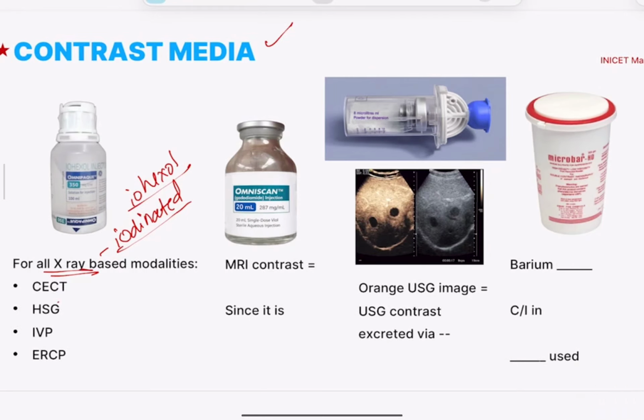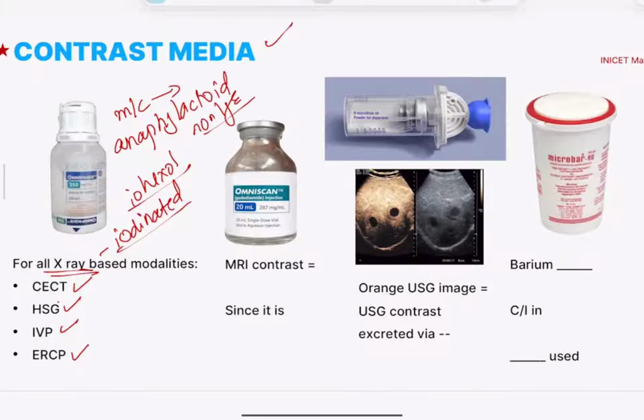So all X-ray based modalities like CECT, HSG, which is a contrast X-ray, IVP, which is a contrast X-ray of KUB, ERCP, again which is a contrast X-ray, we use iodinated contrast. This iodinated contrast is excreted by the kidney, can have contrast induced nephropathy, so we need to check serum creatinine before giving this contrast. The most common side effect that you see with this iodinated contrast is anaphylactoid reaction, which is non-IgE mediated. That is the most common.